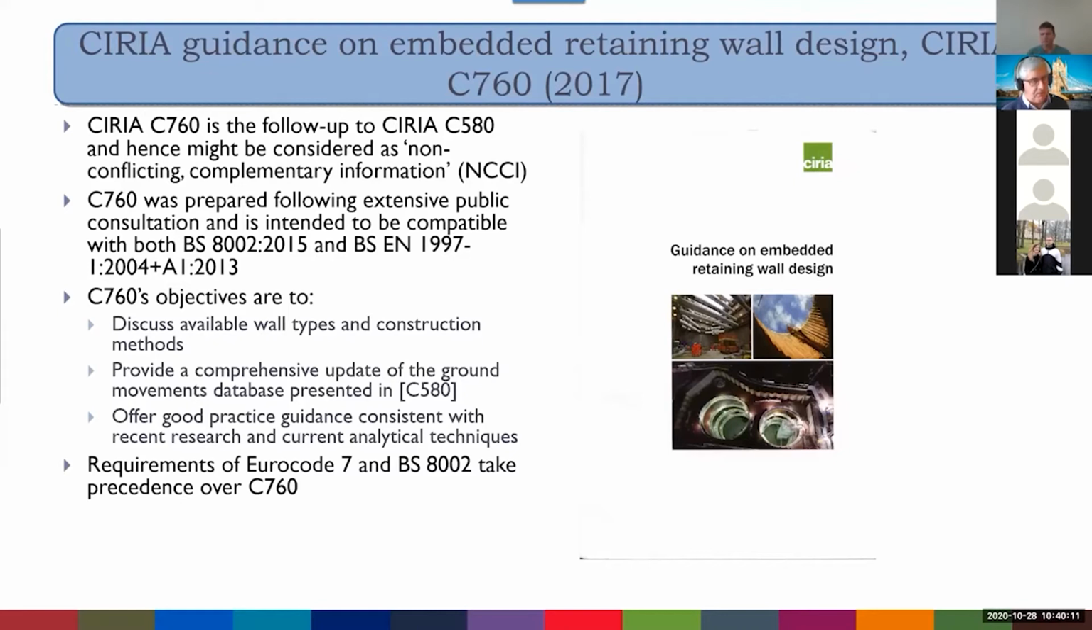It's only for embedded retaining walls. It discusses wall types and construction methods. It has a very valuable database of ground movements for different types of retaining walls. So somebody asked the question, how do we work out ground movements? Well, quite often we do it by looking at case histories. And this summarizes the international database of case histories for movement of retaining structures. And again, that is universally applicable. It is very up to date with modern techniques. So again, I would recommend this document to you.